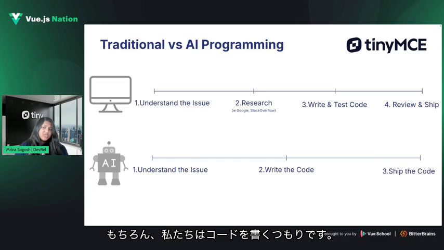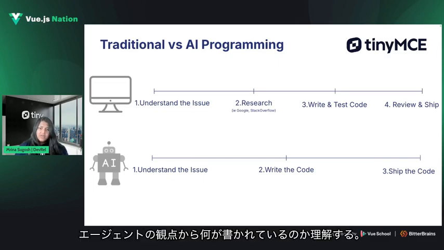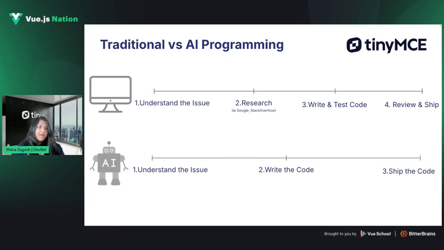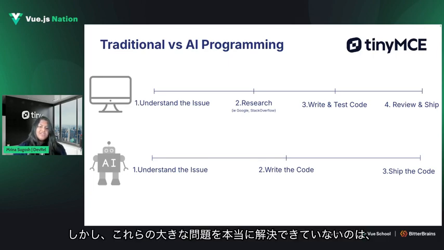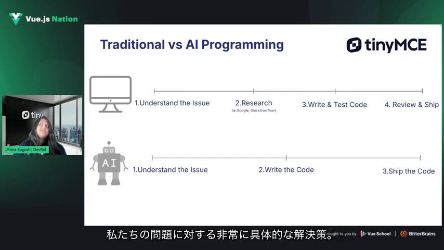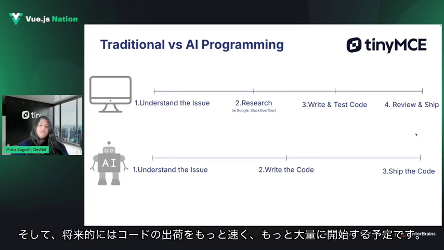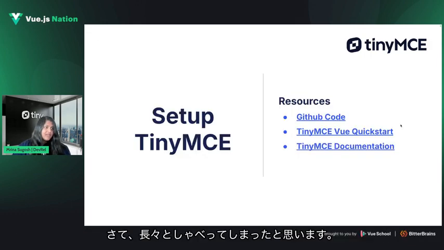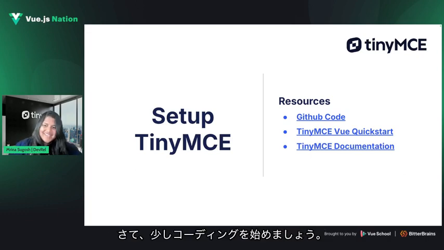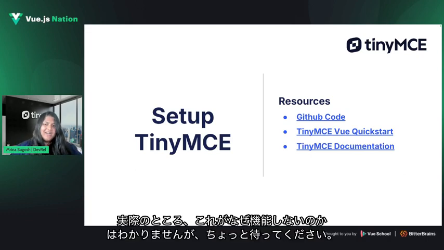Of course, we're still going to write code in the sense that we understand what's being written from an agentic standpoint, but not truly solving these bigger problems, because we're getting very specific solutions to our problems. And we're going to start shipping code, hopefully even faster in the future. All right. So I think I've yapped a lot. Let's start coding a little bit.